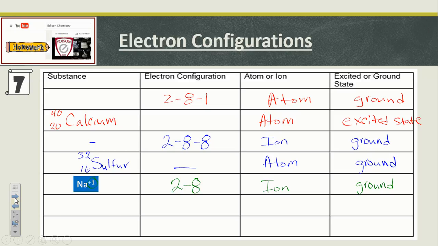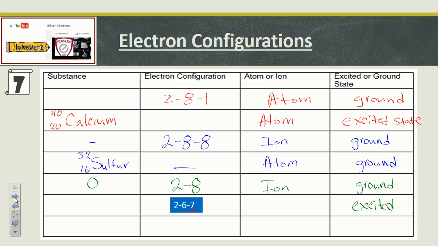Okay. Let's see what else we got for us here. 2-6-7. Aha! I notice off the bat it doesn't follow the standard filling pattern of 2, then 8, then 8. 2, then 6, then 7. So the last number here is out of order. It should fill the second shell before it starts filling the third shell. So I know off the bat that this is excited. So an electron has jumped up a level or two beyond where it's supposed to be.